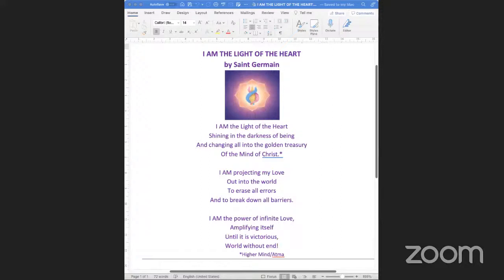Give the following affirmation to increase the flow of light from your Christ self to your heart and then out into the world. I am the light of the heart. I am the light of the heart, shining in the darkness of being, and changing all into the golden treasury of the mind of Christ. I am projecting my love out into the world, to erase all errors and to break down all barriers. I am the power of infinite love, amplifying itself until it is victorious, world without end.